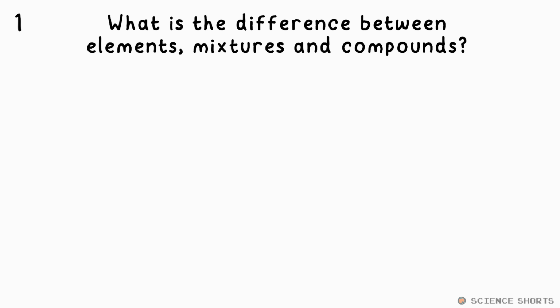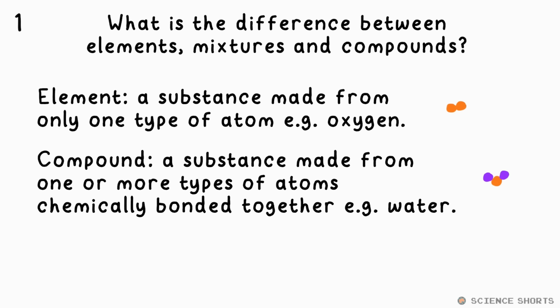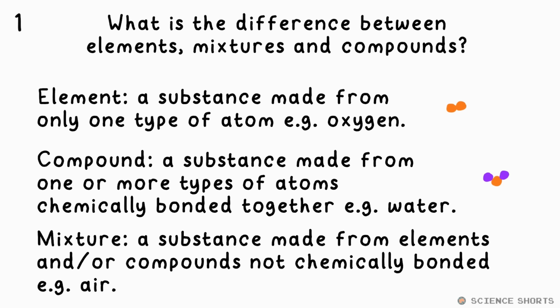What's the difference between elements, compounds and mixtures? An element is a substance made from only one type of atom, say oxygen atoms. A compound is a substance made from two or more different types of atoms chemically bonded together. For example, water is H2O, hydrogen and oxygen bonded together. A mixture is two or more different elements or compounds that are not chemically bonded together. For example, air. That's a mixture of nitrogen molecules, oxygen molecules, water and more.